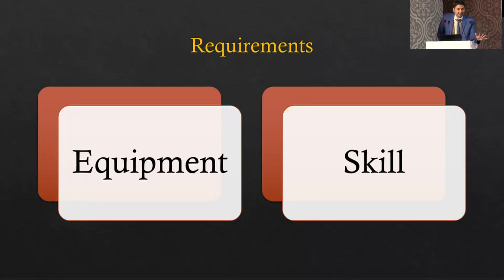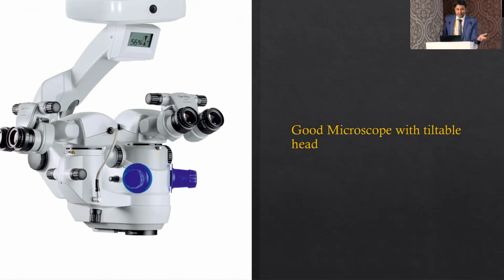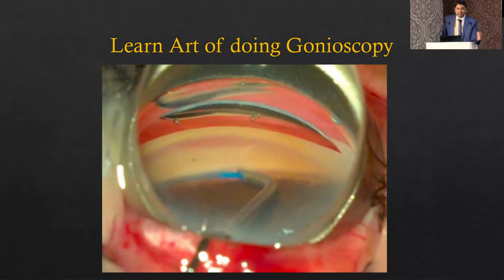There are very basic requirements to start MIGS, that is equipment and skill. In equipment, not much is required. You just need a direct gonioscope, most commonly the Swan-Jacob lens, and a good microscope with a tiltable head, because we need to tilt the microscope at a 45-degree angle to see the angle in these cases. Then learn the art of gonioscopy, first in clinics and then intraoperatively. You can learn it in your routine cataract patients before starting MIGS, because if you are not able to visualize the angle intraoperatively, you will not be able to do MIGS.